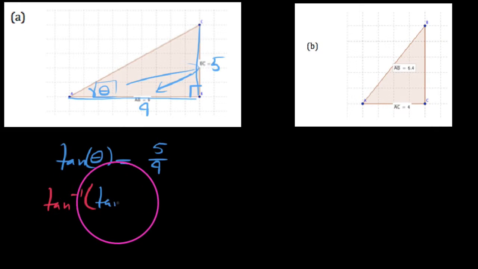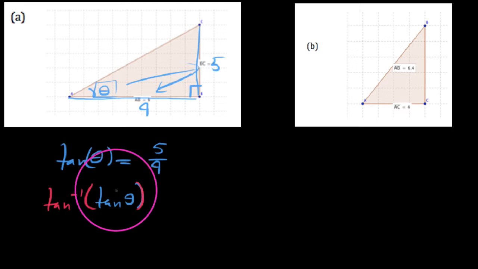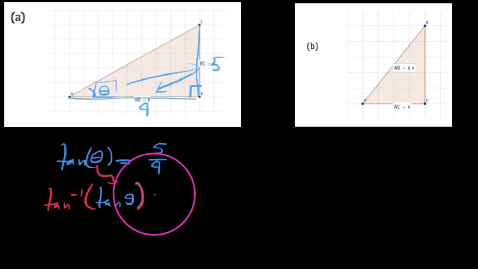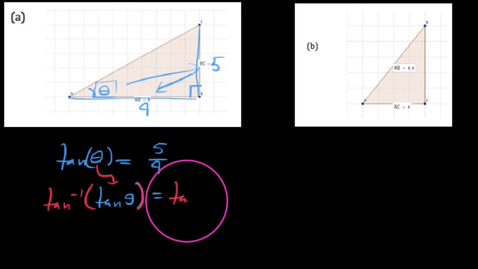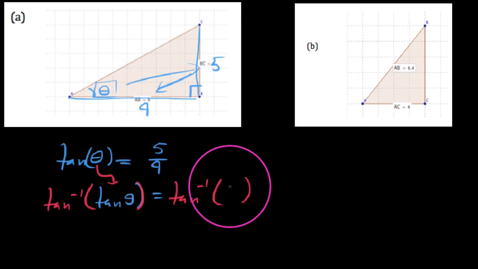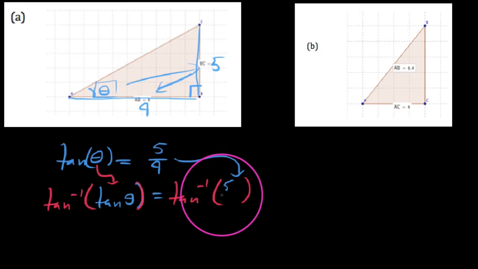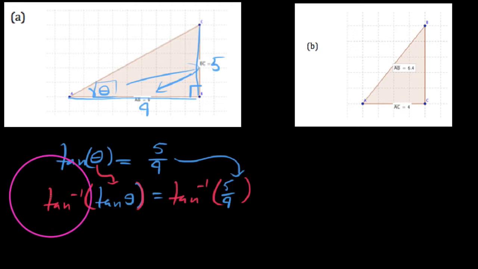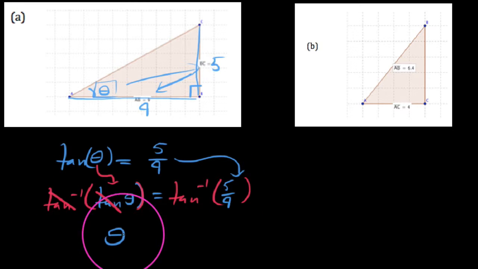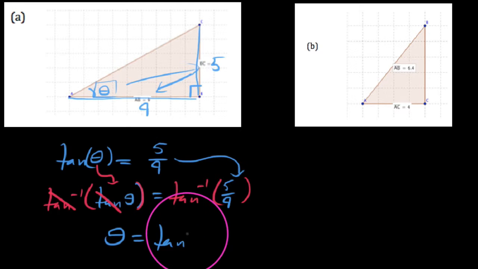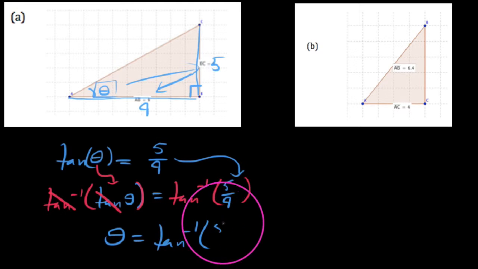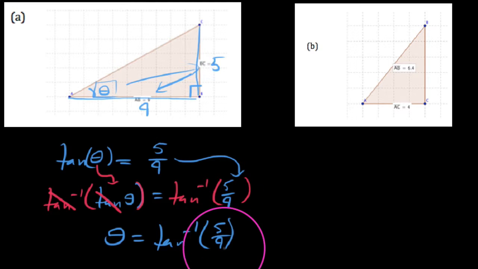In order to solve this, we're going to have to undo this tangent using an inverse tangent function. So we take tangent inverse of everything on the left, which was our tangent theta, and that's equal to tangent inverse of everything on the right, which happens to be 5/9. The nice thing about inverse trig functions is that they cancel each other out, and what we're left with is just this angle theta. So angle theta is equal to tangent inverse of 5/9. You can look at it this way: tangent inverse is the angle, and it's saying, I am the angle that when you take the tangent of me, you get 5 over 9.